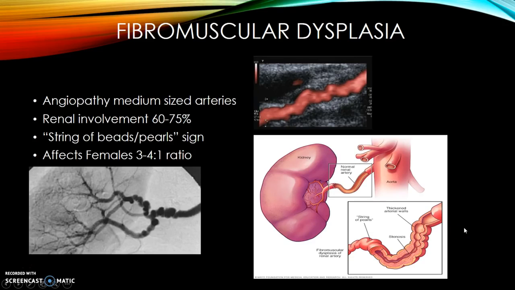Alright, and then another finding, which is rare, is fibromuscular dysplasia. It's an angiopathy of medium-sized arteries in the body. It can be in the brain, the abdomen. Typically, when you have fibromuscular dysplasia, renal involvement happens 60 to 75% of the time.